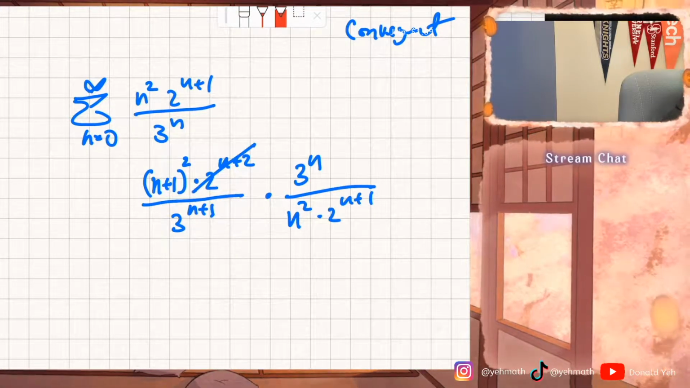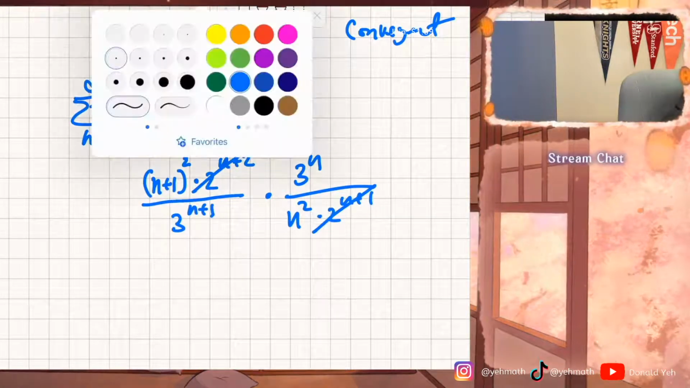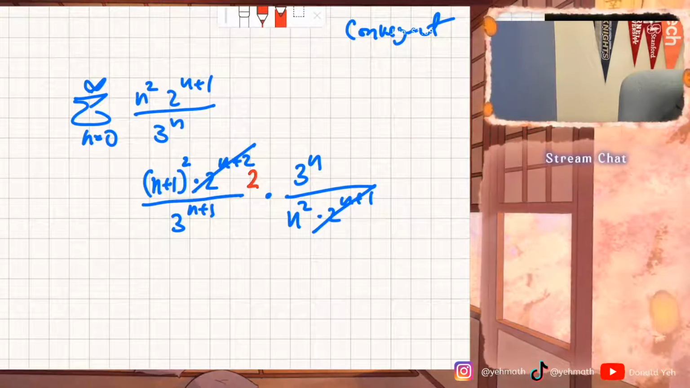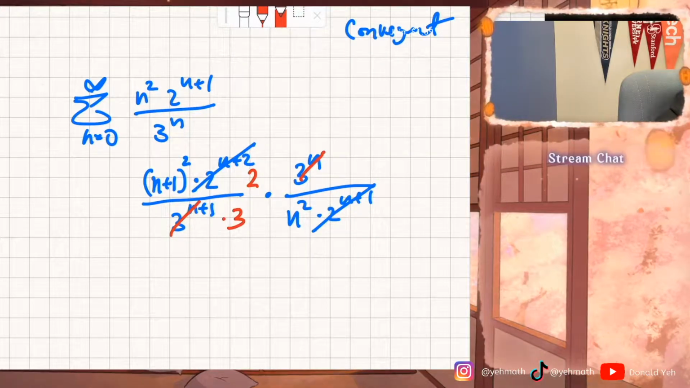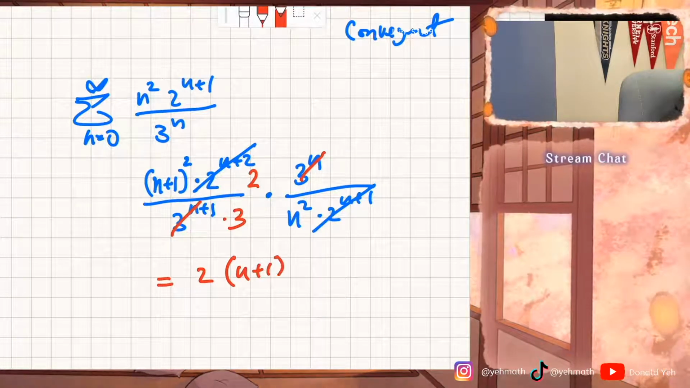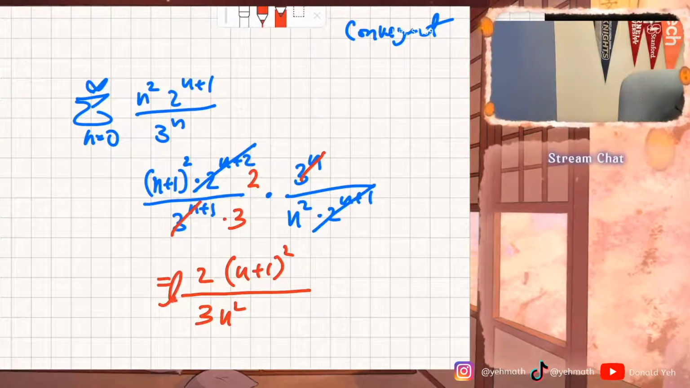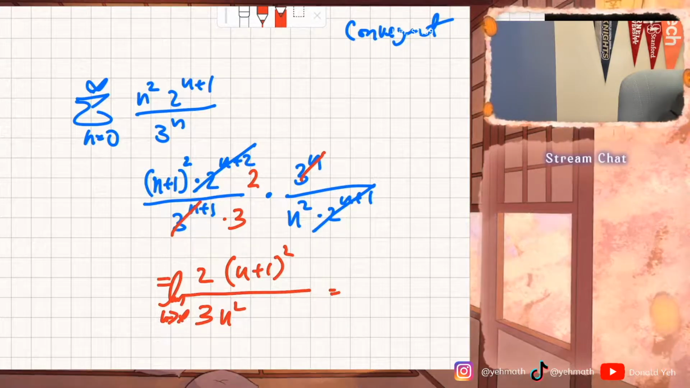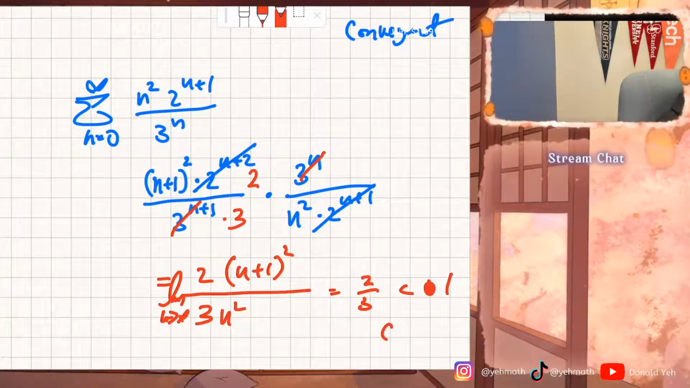So this can cancel out with this. Left with what? It should be 2 on the top, right? Does that make sense? And this can cancel out, leaving 3 here. So that's equal to (2 to the n plus 1) squared all over 3 to the n squared. Now, if n approaches infinity, this one's automatically 2/3. And 2/3 is less than 1, so it's convergent.